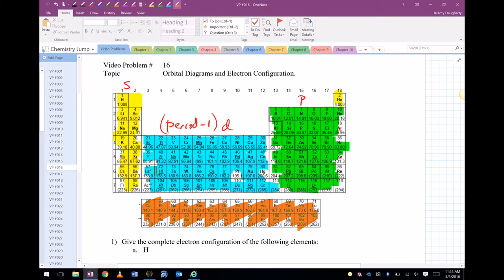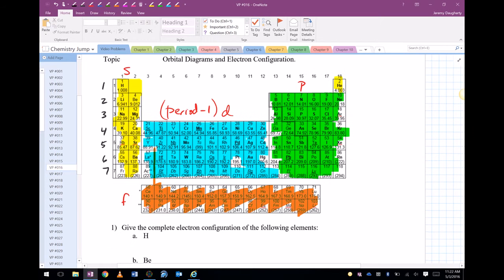And you know, they actually belong right here. I'll make a little line there. But again, this is the F block. Okay. And then we also have the periods. So they're labeled here, but period 1, 2, 3, 4, 5, 6, and period 7. So let's try these out.